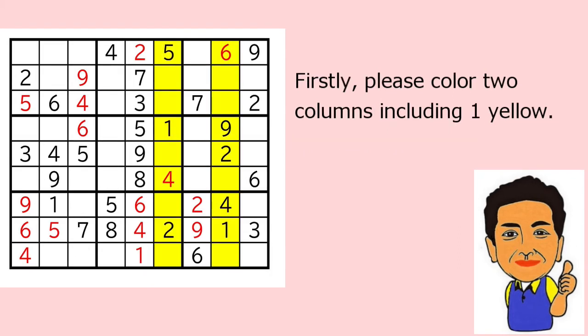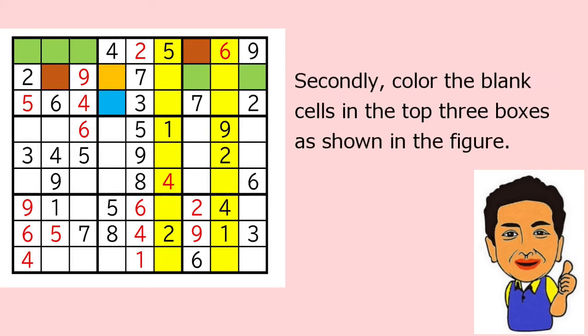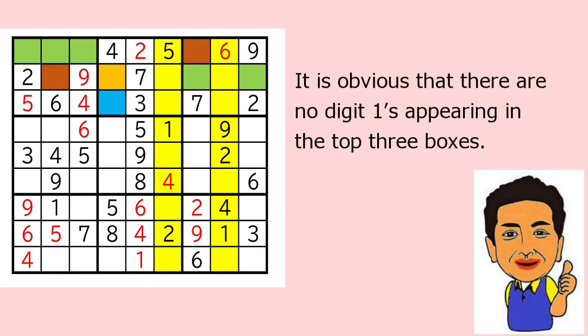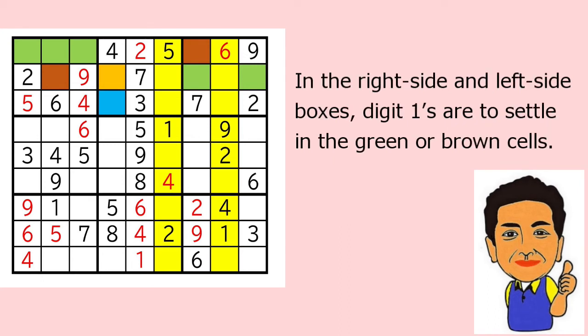Firstly, please color 2 columns, including 1, yellow. Secondly, color the blank cells in the top 3 boxes, as shown in the figure. It is obvious that there are no digit 1s appearing in the top 3 boxes. In the right side and left side boxes, these ones are to settle in the green or brown cells.